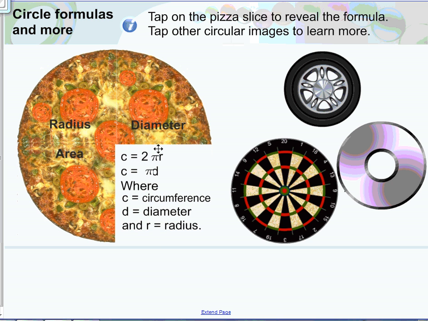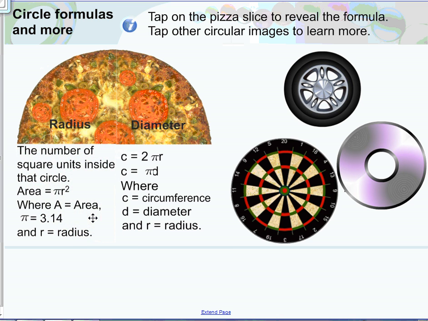Circumference you can write in two different ways. You can either say circumference is equal to 2 times pi times the radius, or you can say circumference is equal to pi times the diameter. All right, the other formula we're going to look at is area. The area is pi r squared. This is the number of units inside a circle. So you would take the radius, for example, if the radius were 3, square that, so that would be 9, multiply it by pi, you'd get the area of your circle.